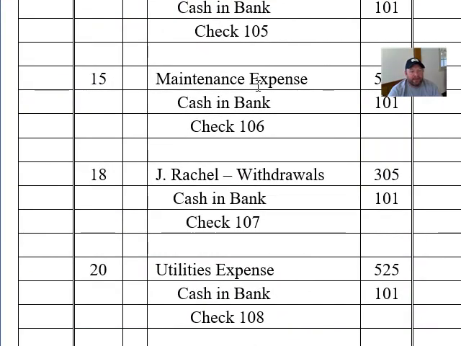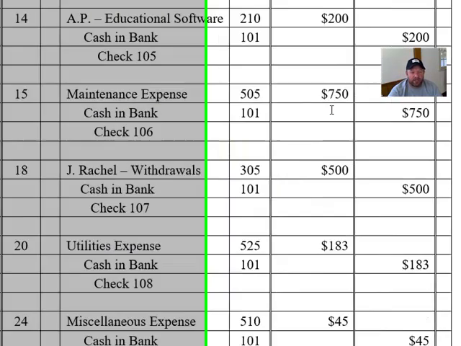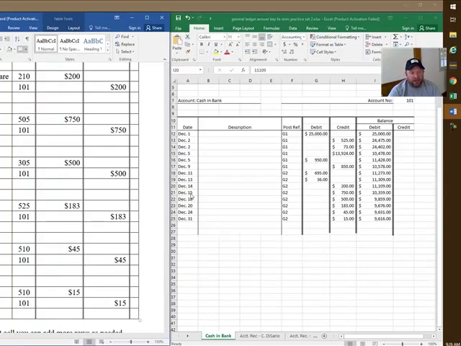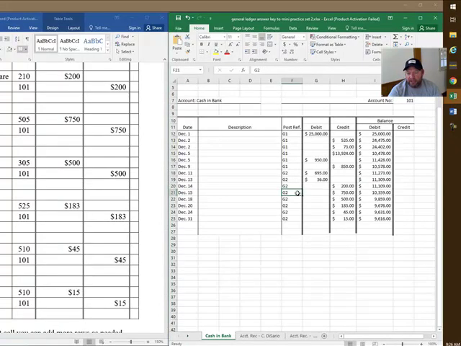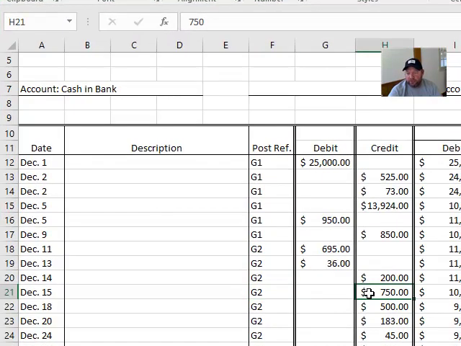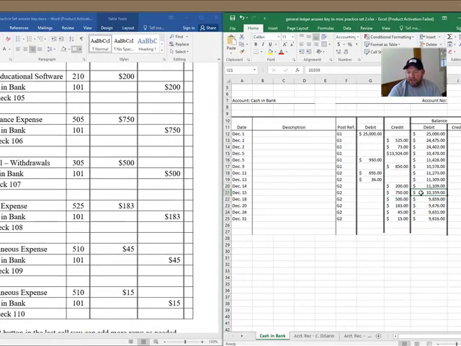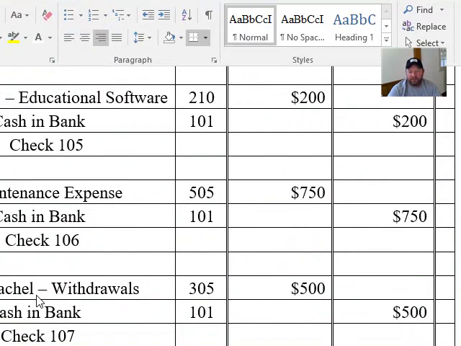Moving to the 15th. We had some maintenance that we had to take care of. Maybe we painted the interior. I don't remember exactly what it was. Again, you could go back to the source document. We wrote a check 106 for $750. So here we are on the 15th, coming out of page 2 of the general journal, I wrote a check for $750. Our new balance now would be $11,109 minus the $750, giving us $10,359.